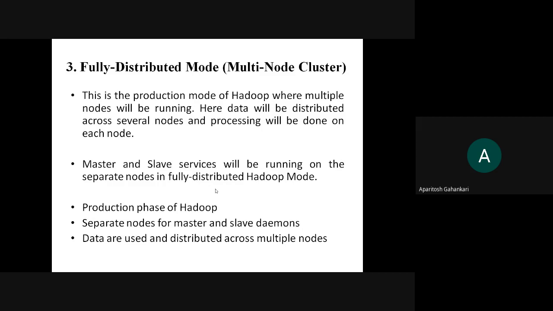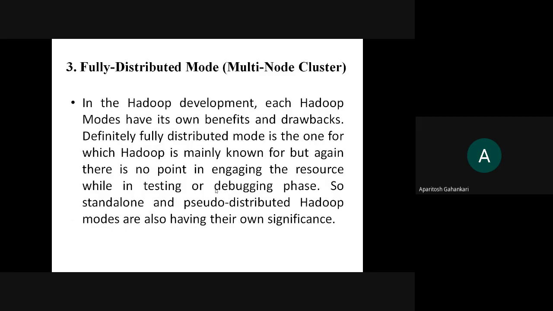So this is what you can see, the fully distributed Hadoop mode. The third mode is the fully distributed Hadoop mode, and it separates the nodes for master and slave daemons. Okay, so that means now you have a separate thread running on a separate machine for master, and a separate thread running on a separate machine for slave daemons. Okay, so data is distributed across multiple nodes.